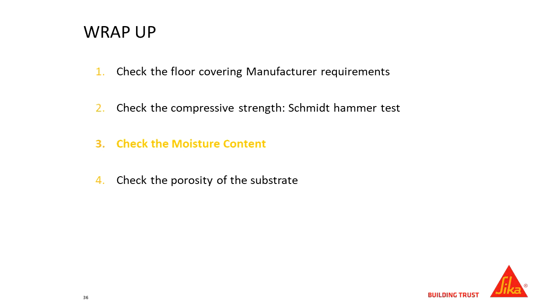So again, to wrap up, the keys to moisture: obviously check the floor covering manufacturer's requirements. Make sure that whatever you are installing, the slab is emitting the proper amount of moisture. And if it's too high, you know what to do. Check the compressive strength with that Schmidt hammer test. That's something that I don't see enough guys doing out in the field. You need to make sure that slab has the proper compressive strength for whatever you're installing. Check the moisture content. We went over all the different ways to do that, whether it's the calcium chloride, the relative humidity, the Tramex, even the qualitative ones where you just tape down some plastic to give yourself at least an idea if there's a red flag.